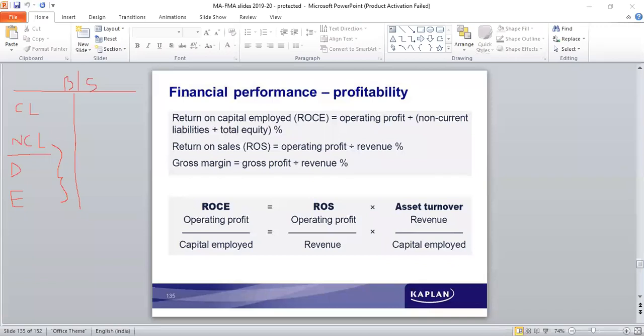I hope I am audible. No response is coming. Are you aware of the format of the income statement? Am I audible? At least for that, somebody respond. Yes, ma'am. Okay. Thank God.